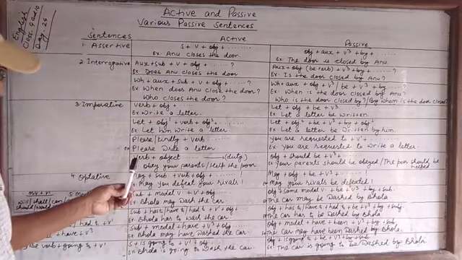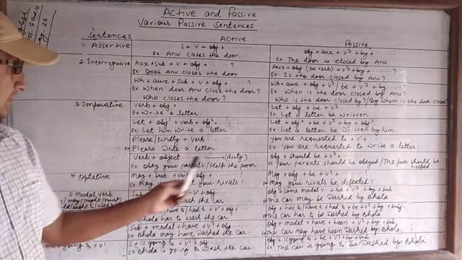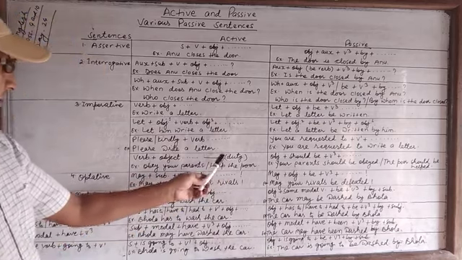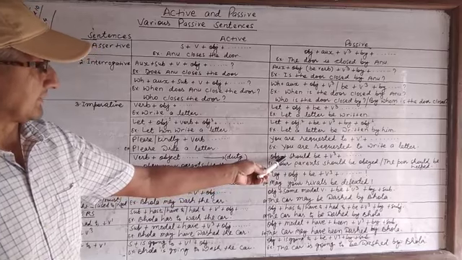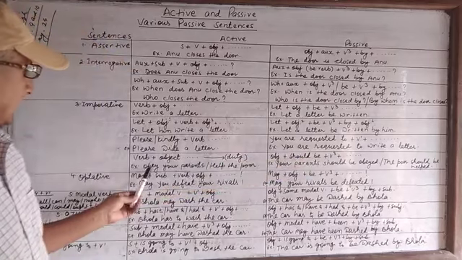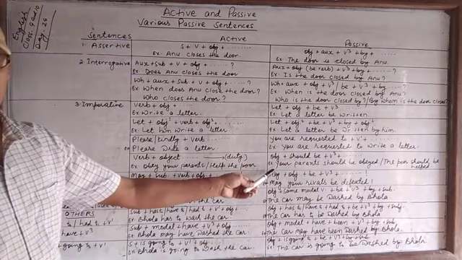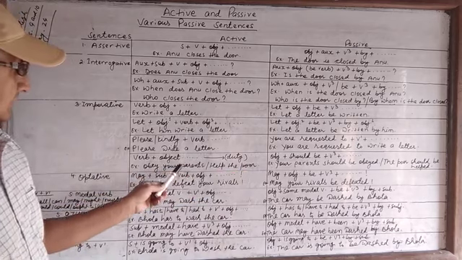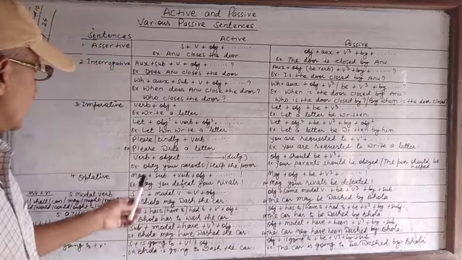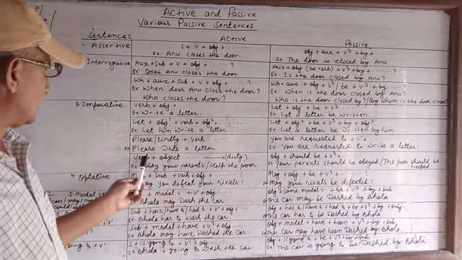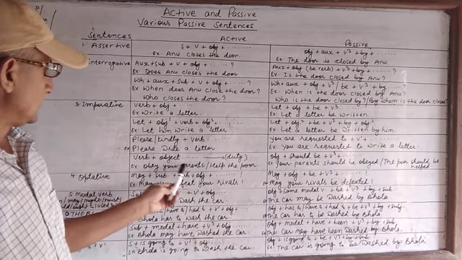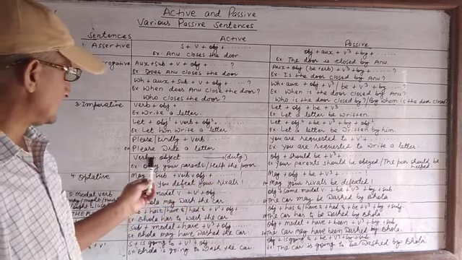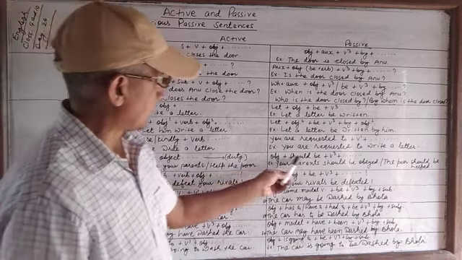Next imperative sentence is verb plus object, indicating duty. The sentences which indicate duty, verb plus object, we change into passive following this structure. Examples are: obey your parents, or help the poor. These are the two examples of this type of imperative sentence. In the first, obey is the verb and your parents is the object. In the second, help is the verb and the poor is the object.